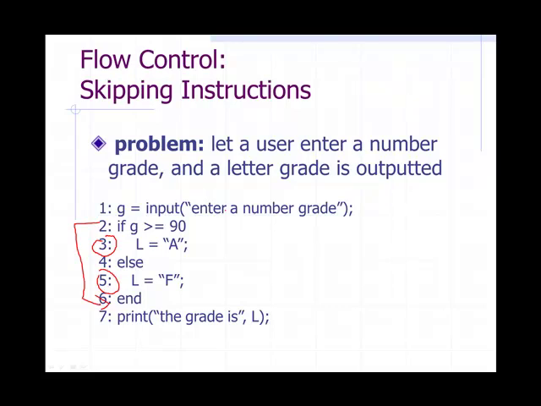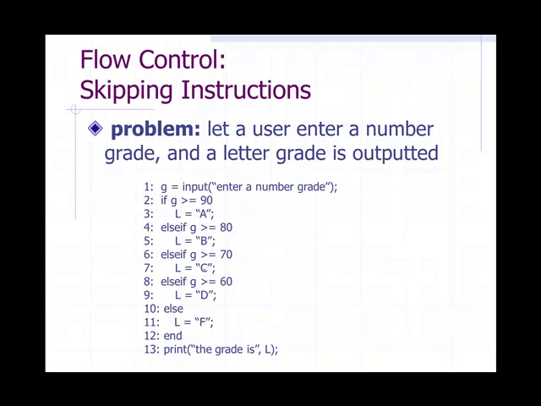And so if somebody types in 95, L becomes A, and then it will just skip these instructions and go straight to line 7, and it'll print the grade is, and L will be the value of, what do we say, 95? 95 at this particular point, right? Now, what if somebody types in 70? What's going to happen? 70 goes into G. Is 70 greater than or equal to 90? The answer is no. So it's going to skip this instruction and go straight to L equals F. And then it's going to print out the letter grade is 70.